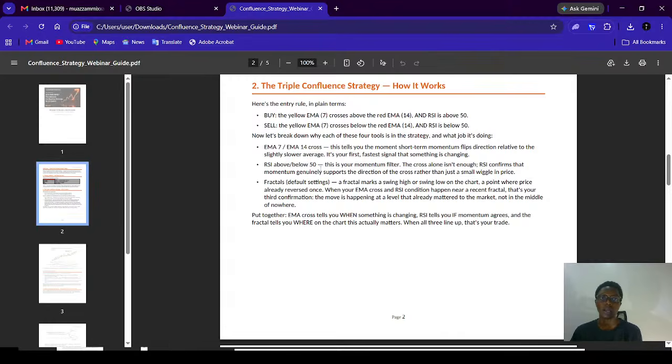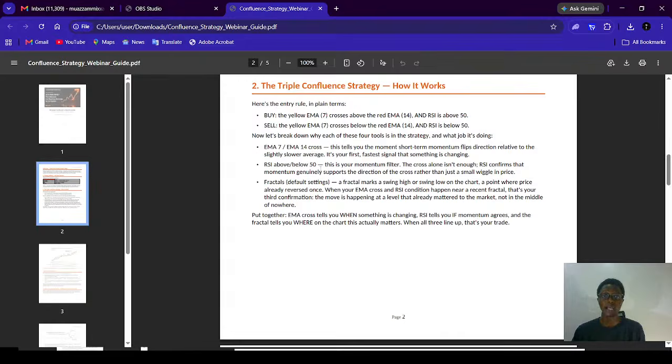The same thing goes if EMA 14 crosses above EMA 7 in a downward direction. You have to look at the direction, not just the cross. Sometimes it would cross, but it will not continue the momentum. And that is why we are using the confluence strategy, because the confluence strategy is there to tell us that EMA 7 is right, EMA 14 is right, RSI is right, and also fractals are right, so that we do not make mistakes, and we have a strong conviction that the market is gonna go in our direction.